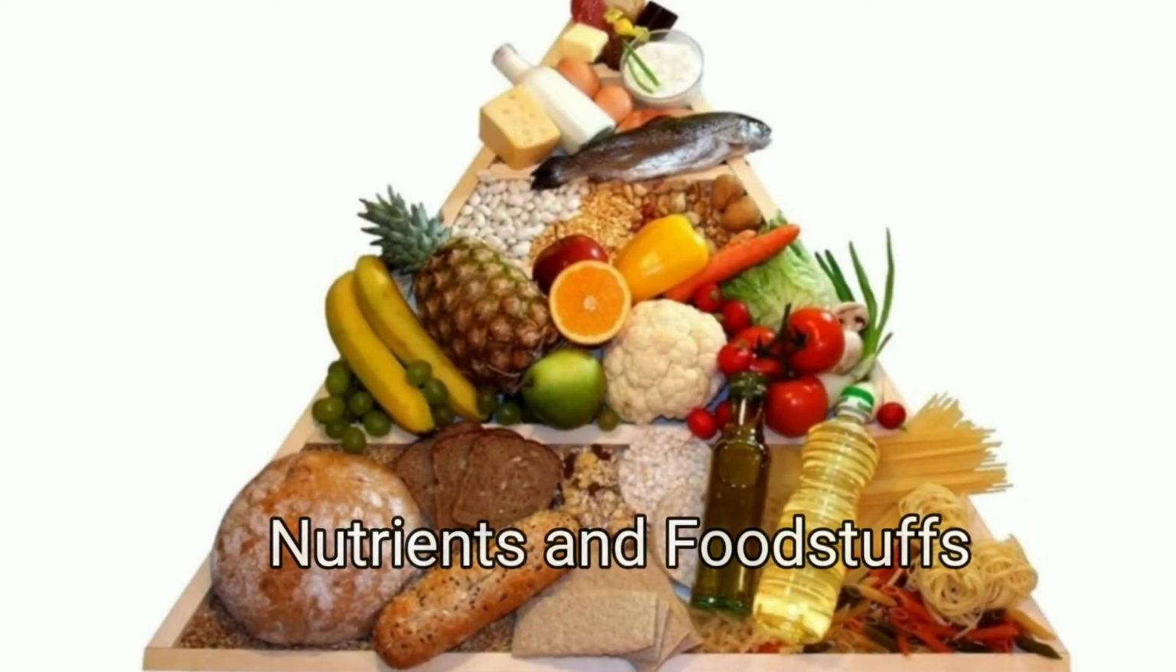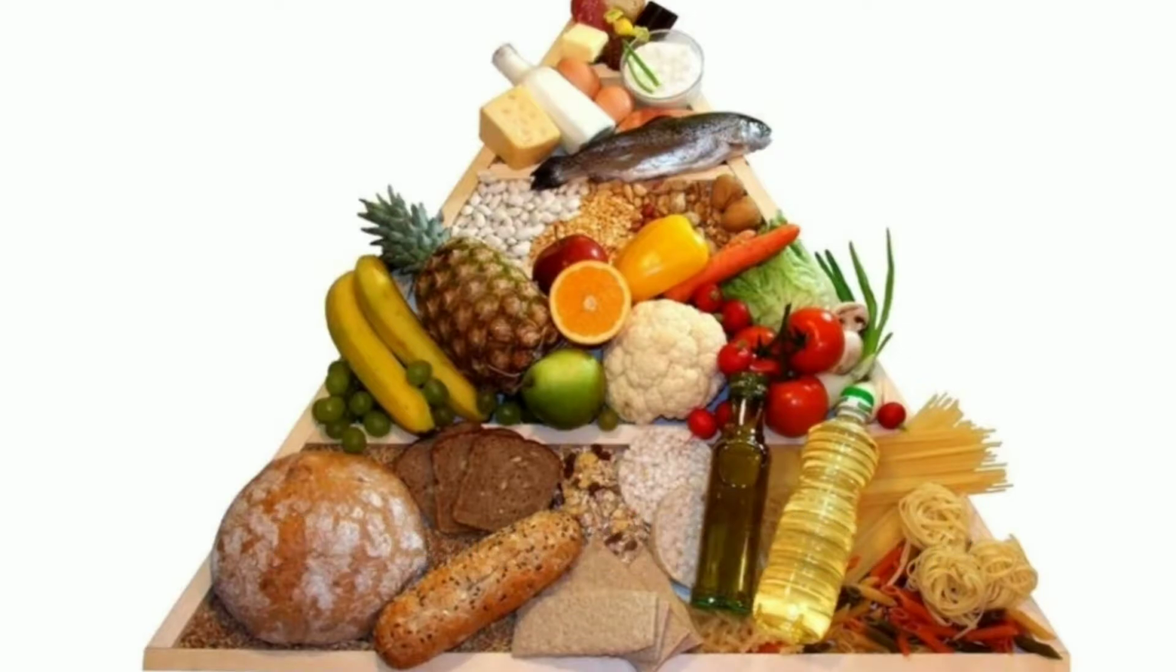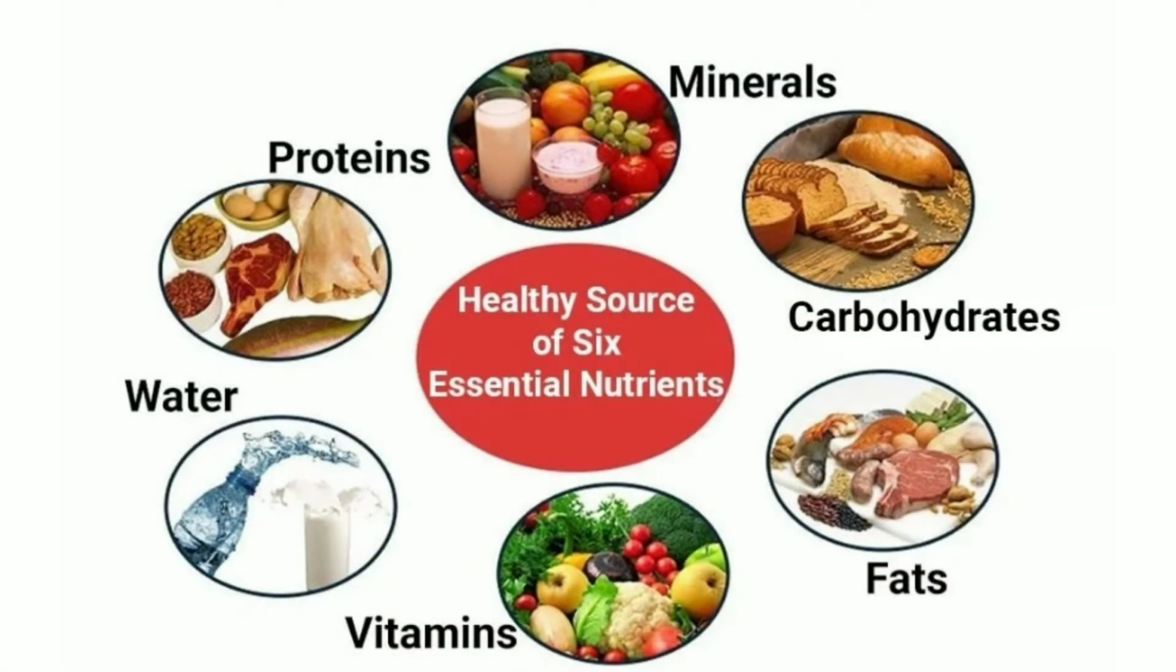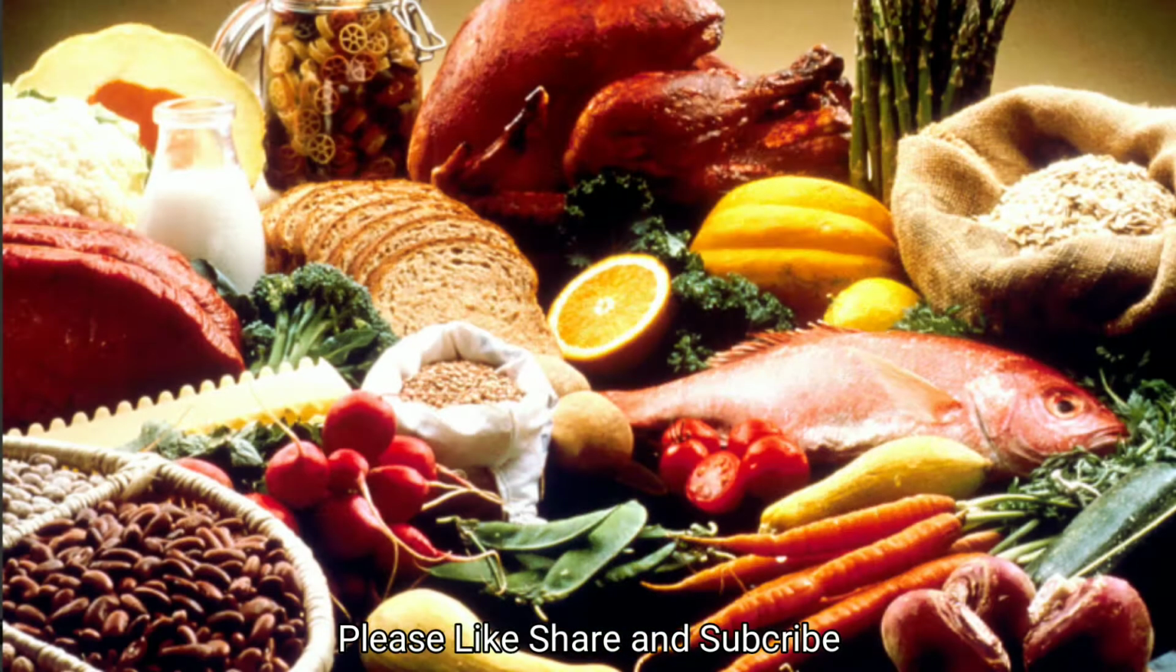Nutrients and foodstuffs. There are 6 main nutrients in our food: carbohydrates, fats, proteins, fiber, vitamins, and minerals. These nutrients are present in the different food items we eat in differing proportions. Let us learn more about some of them.